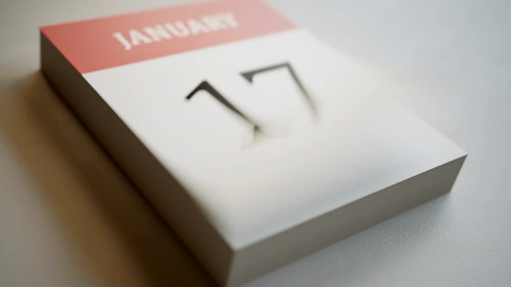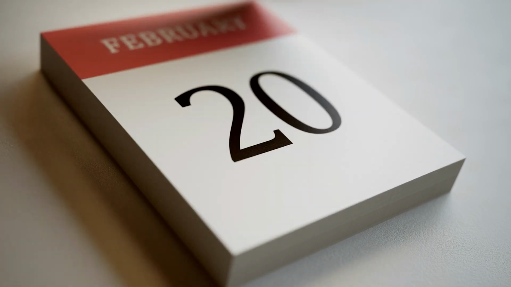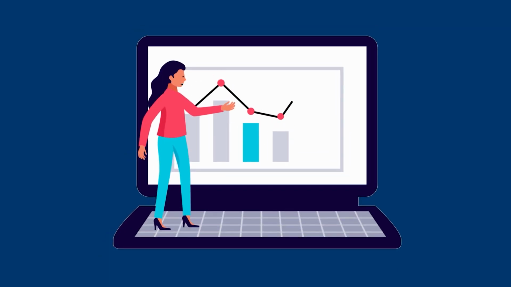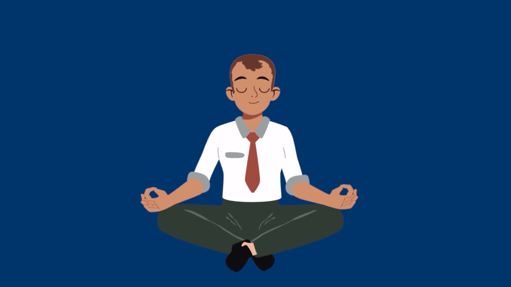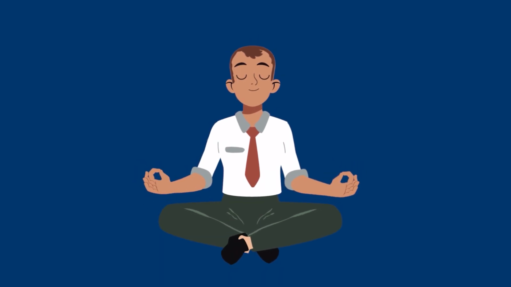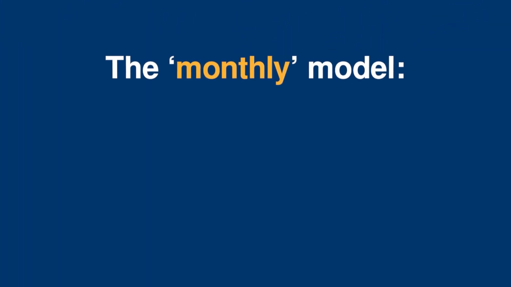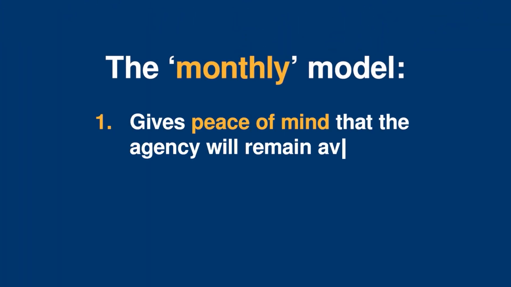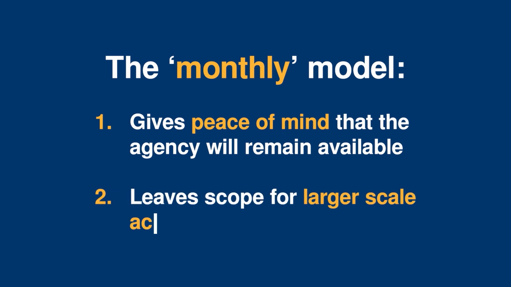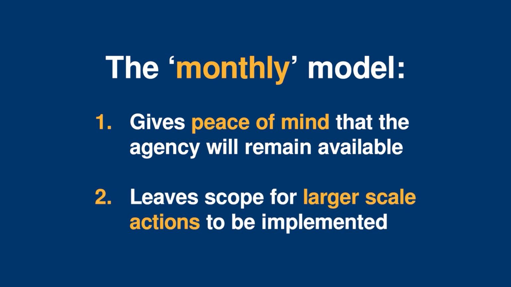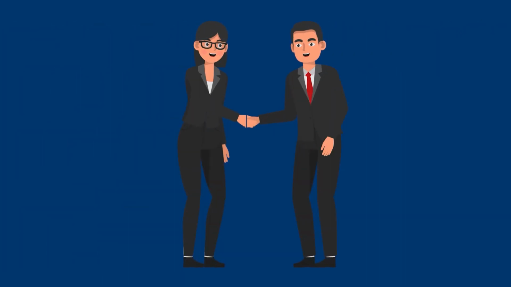Monthly. Monthly rates are used by those looking to set up a retainer model and can be very popular for scalable agencies. The reliability of an ongoing monthly retainer provides peace of mind for the agency with consistent, reliable revenue. For the client, the monthly model gives peace of mind that the agency will be available whenever they need them. It also leaves scope for larger scale actions to be implemented by the agency and allows rapport to build up between the client and the seller.